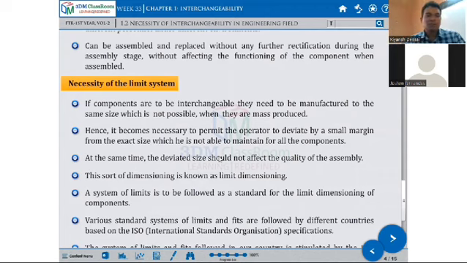So because of this necessity, this limit system is required. The components are to be interchangeable. They need to be manufactured to the same size, which is not possible when they are mass produced. The interchangeable product cannot be produced at exactly the same size, but you can maintain the limit, plus or minus.